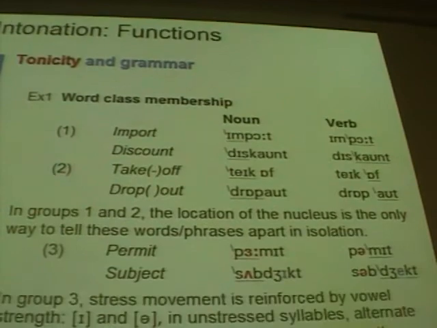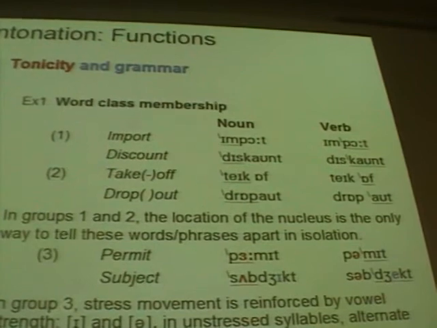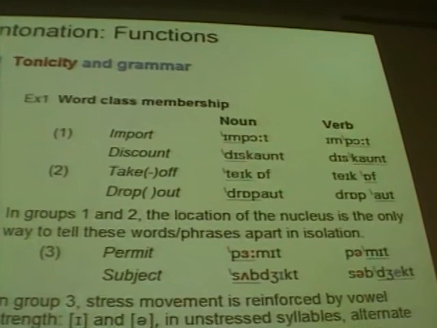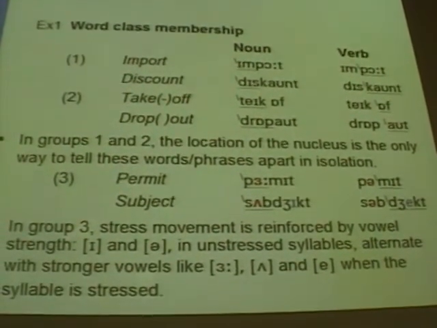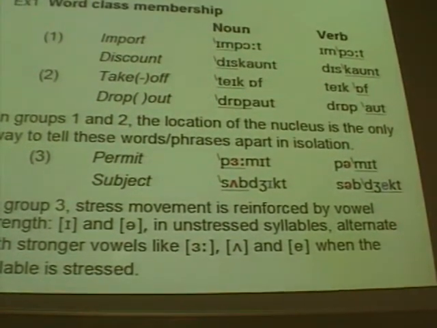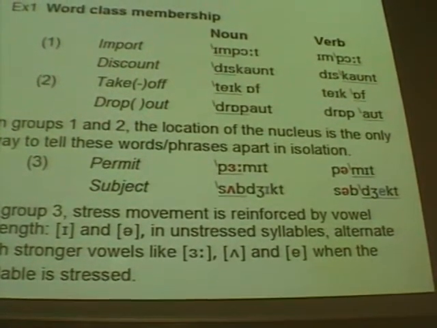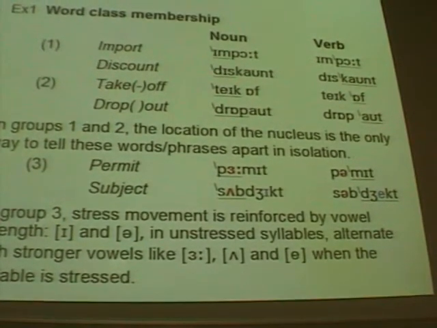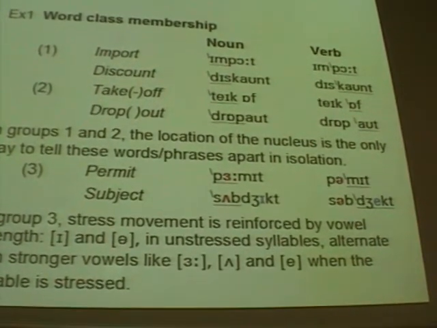Sometimes, as in the third group here, the stress is not alone. It's helped along by changes in vowel quality. And you can see here that the strong vowels in permit and subject are switching places when they lose the stress with schwa, permit, subject. Okay, so there's vowel alternations helping us along there. So there is some other cue in the signal. So that's word class membership in example 1.